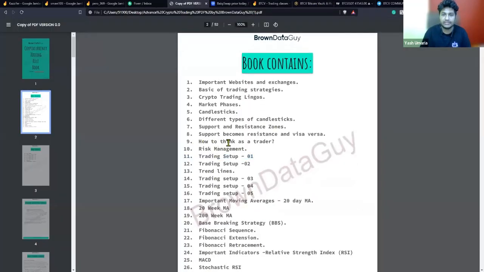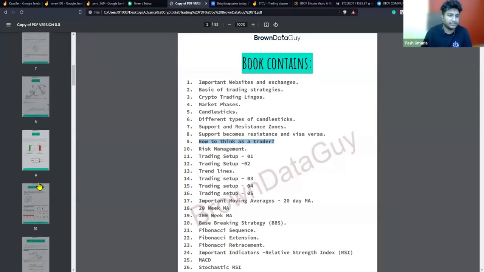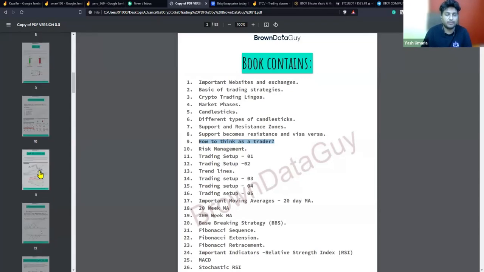So see, let's understand how to think as a trader. In each and every niche, whatever you do, for example, if someone is a doctor, he or she thinks in a different way, right? If someone is an architect, they think in a different way, right? Each niche or skill has a different way of thinking. And as a trader also, we have to think in a different way.